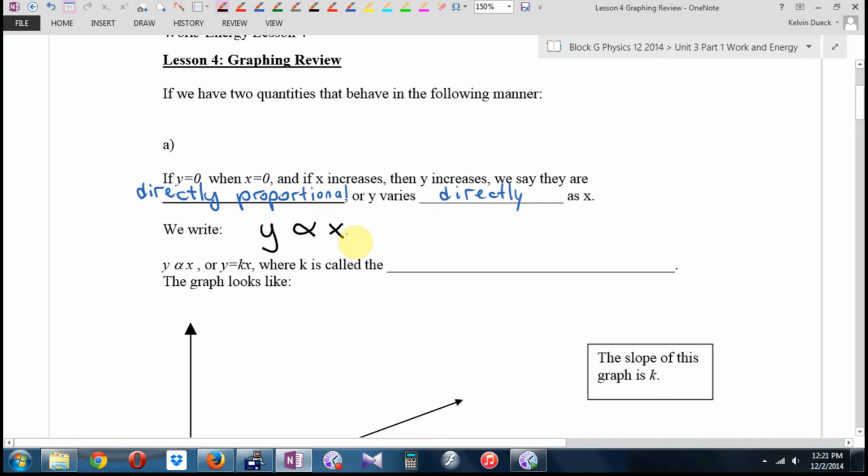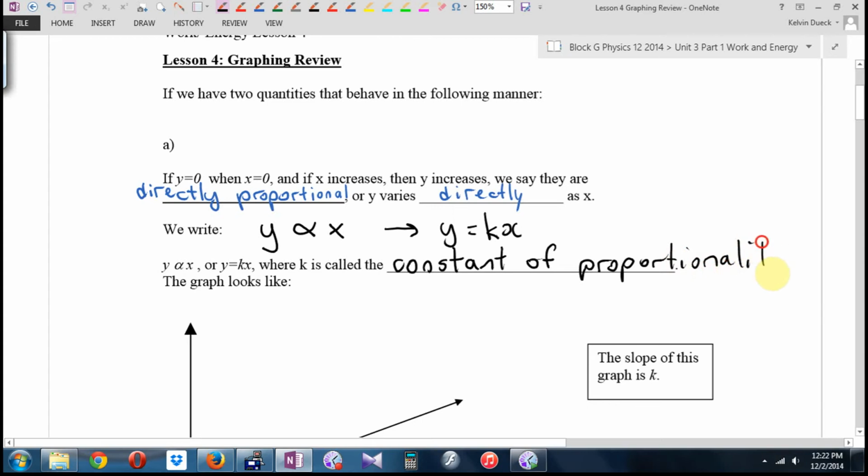Or if I want to turn it into an equation, I might need to put a constant in front of the x. For some reason, we use the letter K for constant. Why? It's from German. The word constant in German starts with a K. Where K is called the constant of proportionality.